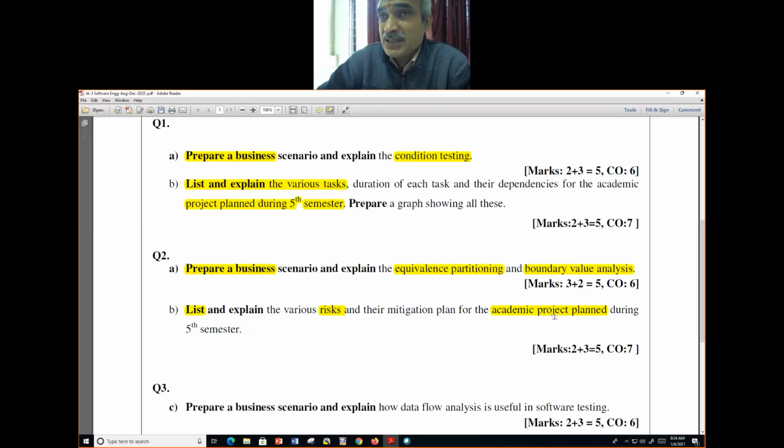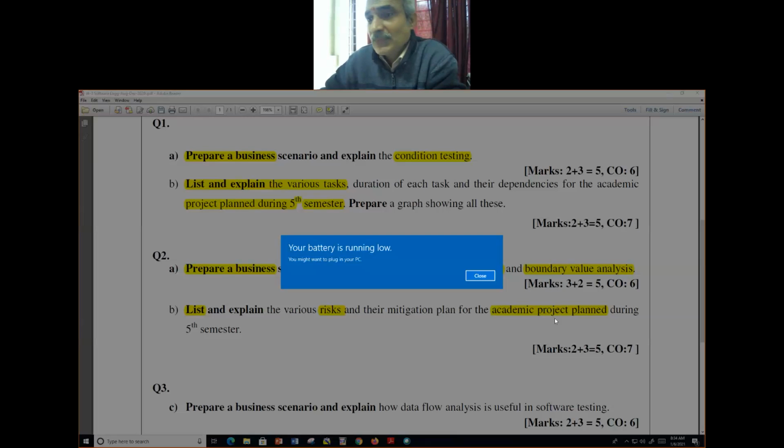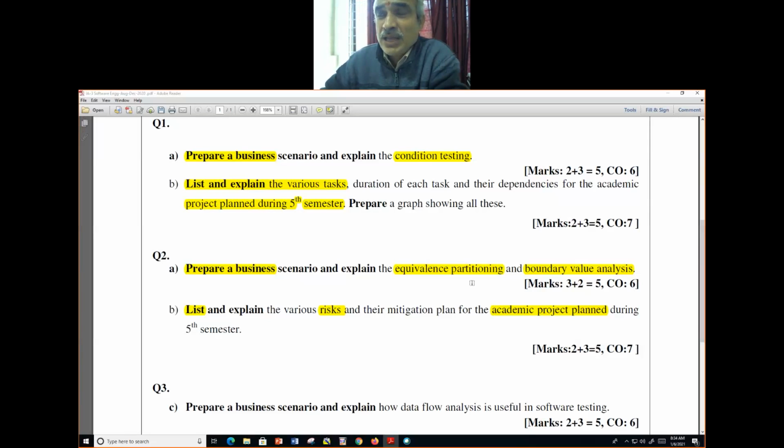So, what do you mean by risk? Risk is that situation or that thing which makes your planning get disturbed. It could be anything. For example, you can also do risk classification. How severe is that? Is it low? Is it moderate? Is it very severe?